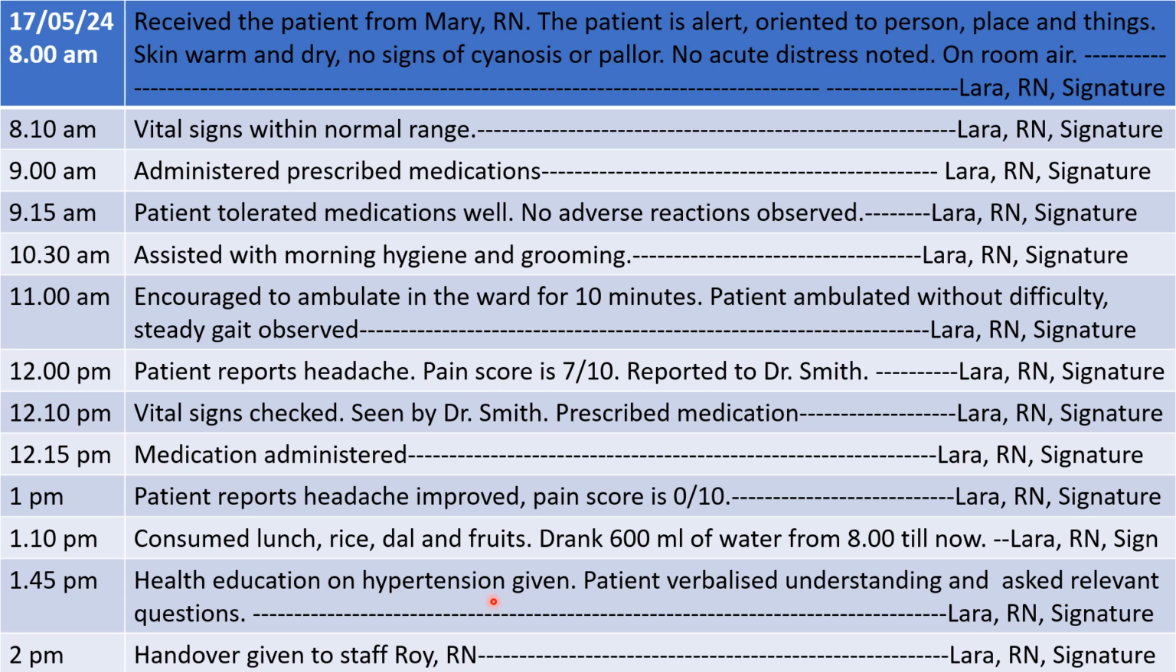Then 1:45 p.m. "health education on hypertension given. Patient verbalized understanding and asked relevant questions." And last at 2 p.m., when the handover is given, we will be writing "handover given to staff Roy RN." Then you put your signature, name and your initial.